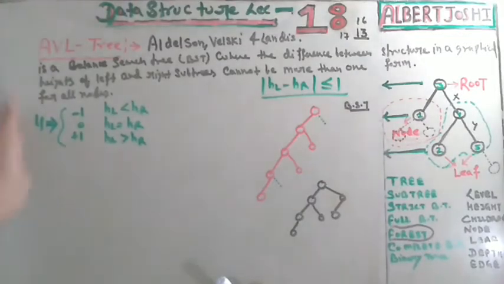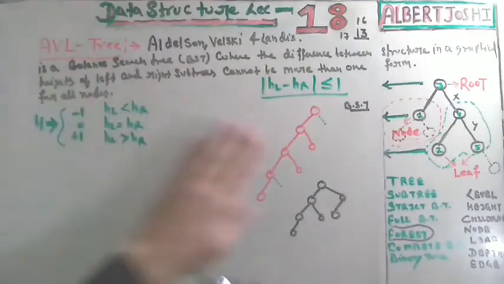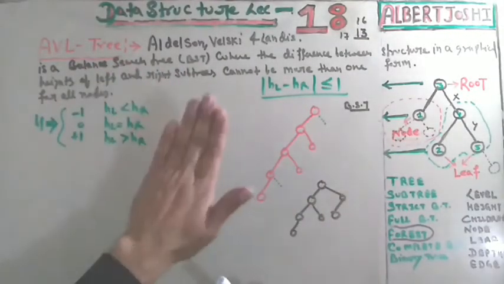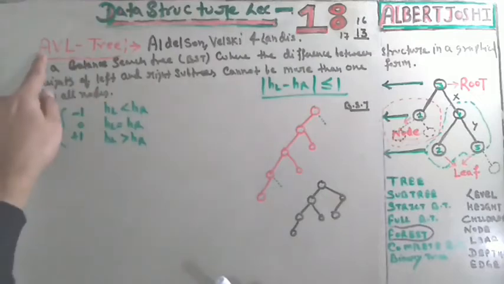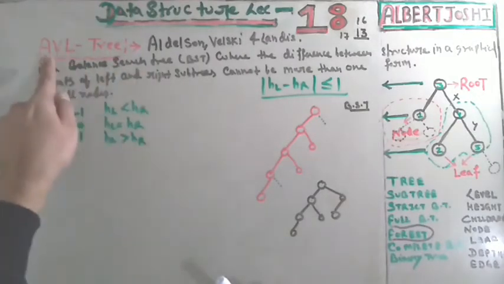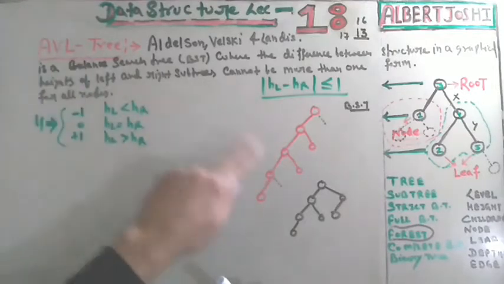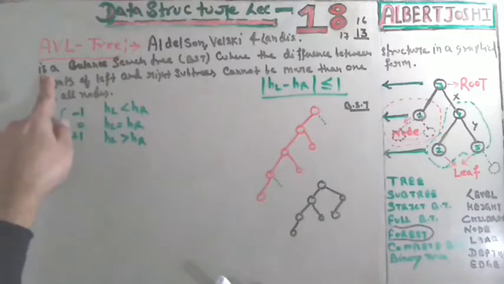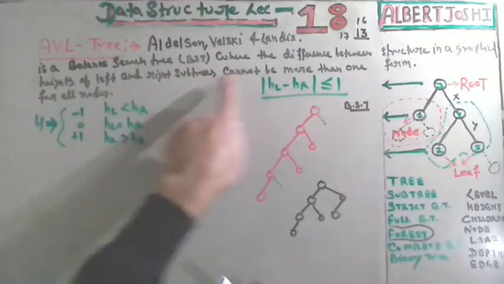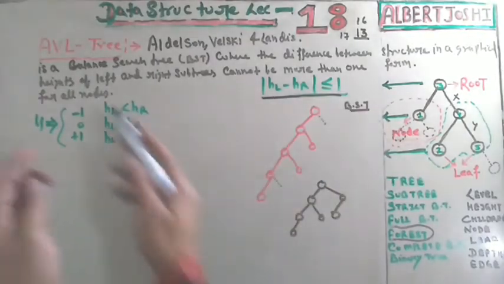So today, what is AVL? These are three scientists who discovered this type of balanced search tree. AVL stands for the names of the scientists, Adelson-Velsky and Landis. They discovered this balanced search tree. This is a balanced search tree where the difference between the height of the left subtree and the right subtree cannot be more than 1. This is the definition of the AVL tree.